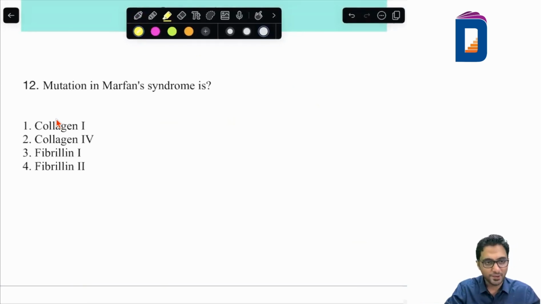Fibrillin 1 or 2? Be very careful on this part. You have learned everything about Marfan syndrome, but one thing you forgot is 1 or 2, because you learned collagen 1 is there, collagen 3 is there. So it is actually fibrillin 1, don't forget.